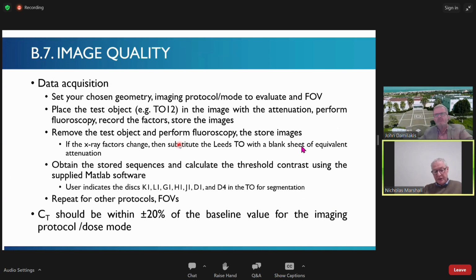Store the sequences. I think you need, I'm going to say here, about 400 images for this. And then you indicate on the test object where your targets are, the software segments the signal present, signal absent regions, and calculates your threshold contrast. For all three methods, this threshold contrast that you evaluate, or signal to noise ratio rate, should be within plus or minus 20% of the baseline value for your mode.